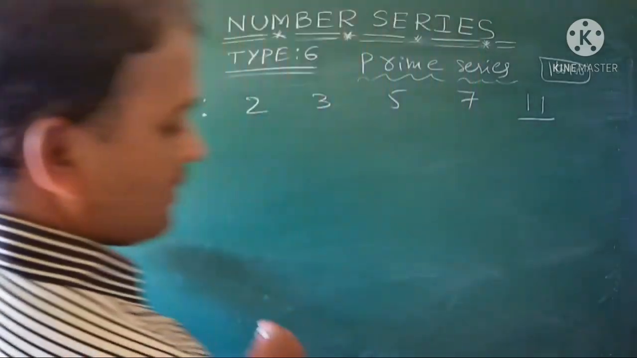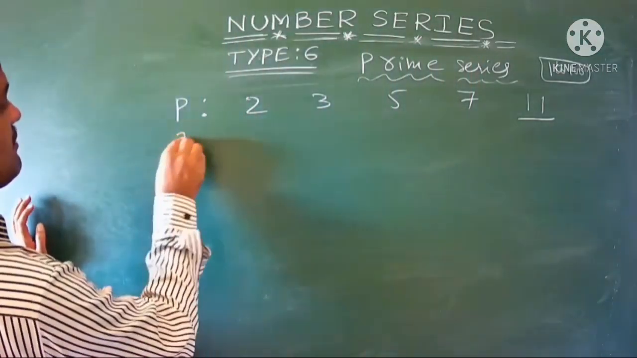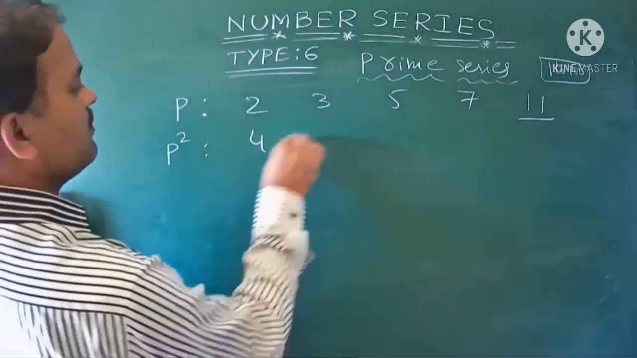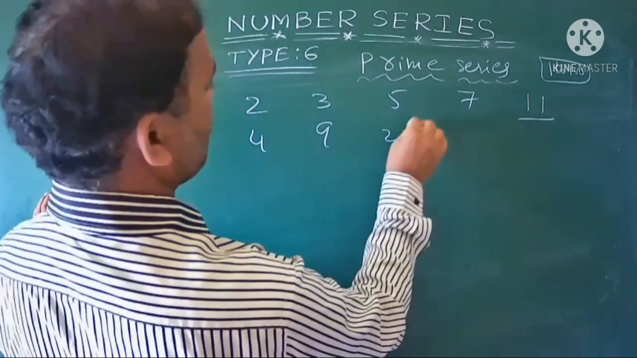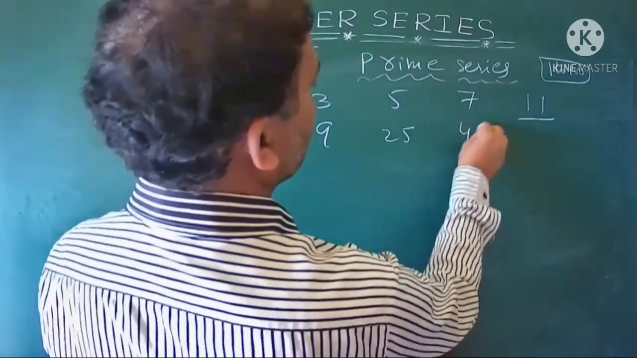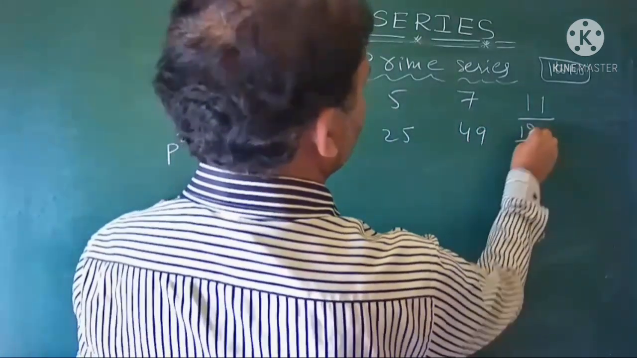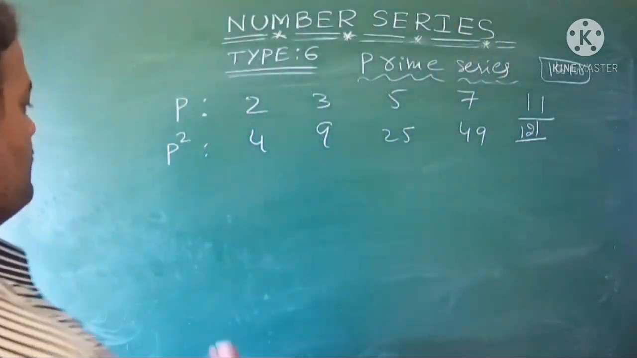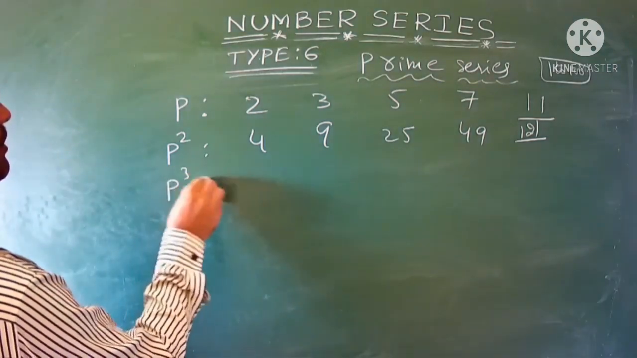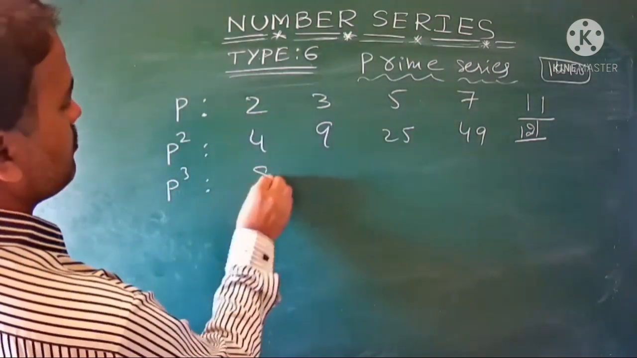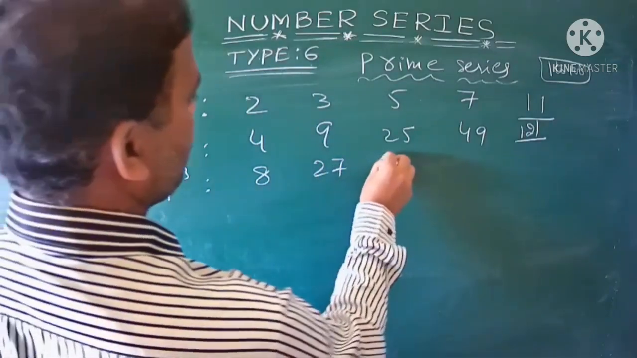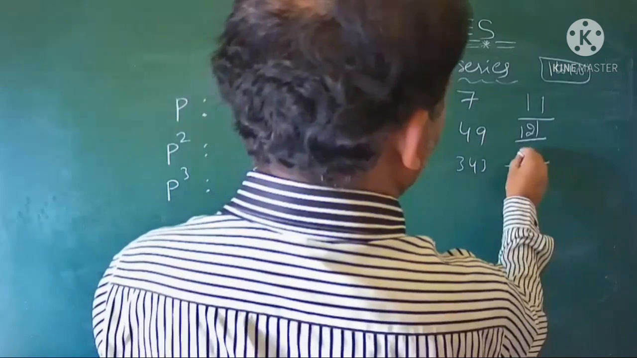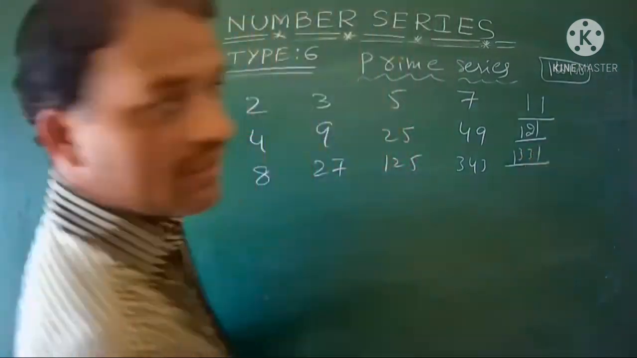First, how will the P square series come? P square of the prime numbers gives 4, 9, 25 and 49. Next, what will come? 121 will come. Next, the P cube relation: 2 cube is 8, 3 cube is 27, 5 cube is 125, 7 cube is 343, and 11 cube is 1331.